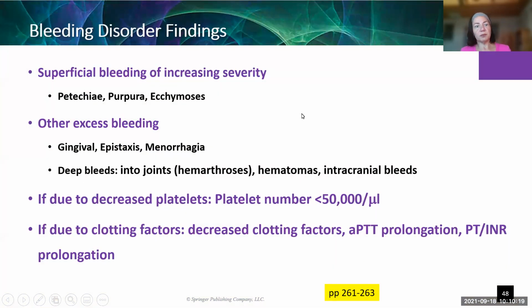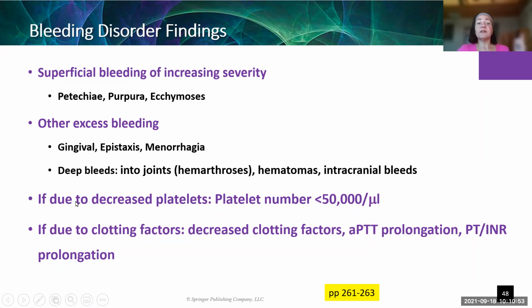And so what do we see with bleeding disorders? There's superficial bleeding of increasing severity. We may see petechiae, purpura, ecchymoses, other excess bleeding, gingival bleeding, epistaxis, menorrhagia. And in some cases, there may be very deep bleeds, like bleeding into the joints, hemarthroses, hematomas, even intracranial bleeds. This would be more with the hemophilias.